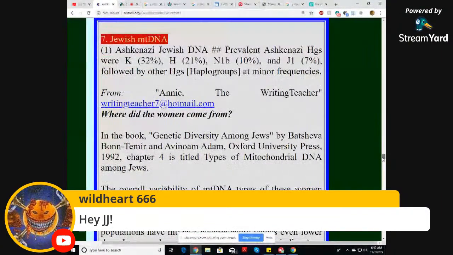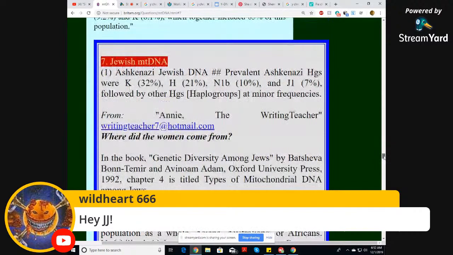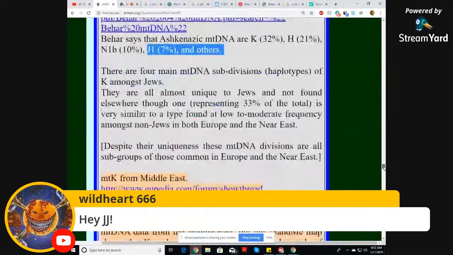And here it's kind of showing the K, the H, the N1B, and the J1, just 7%. It's talking about the three mitochondrial ancestors of the Israelites, basically.